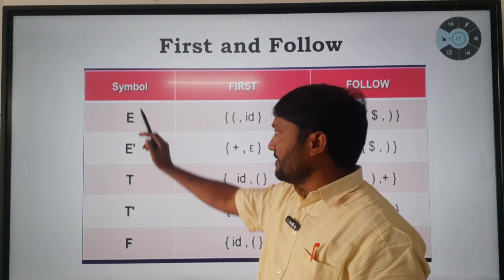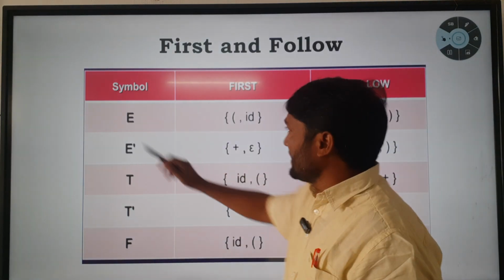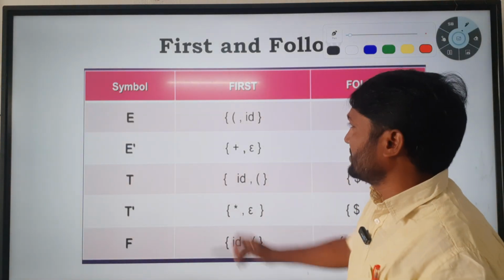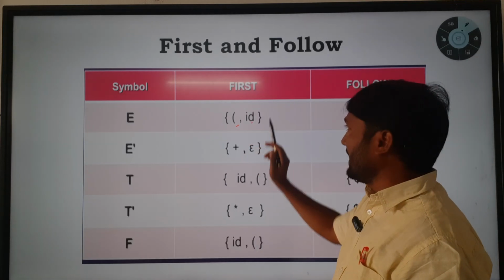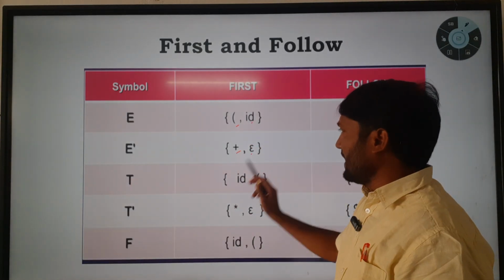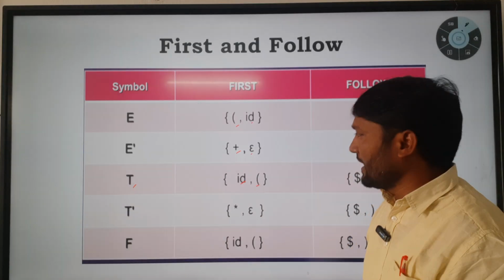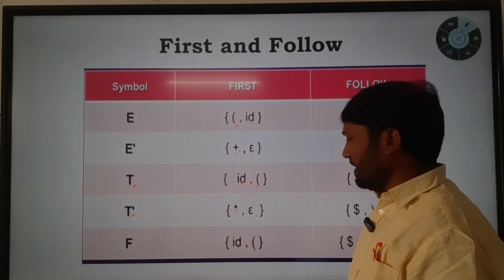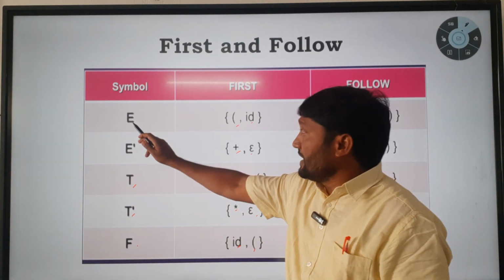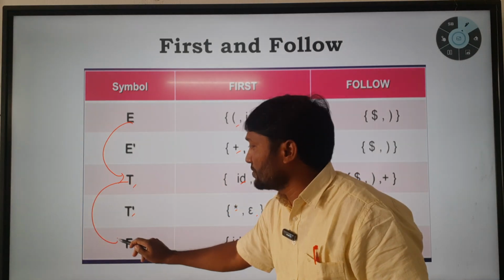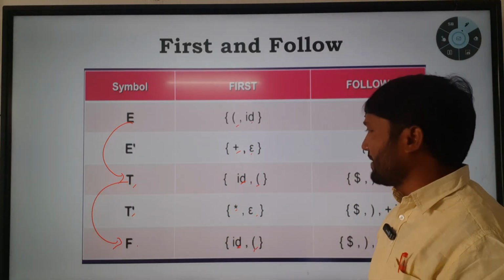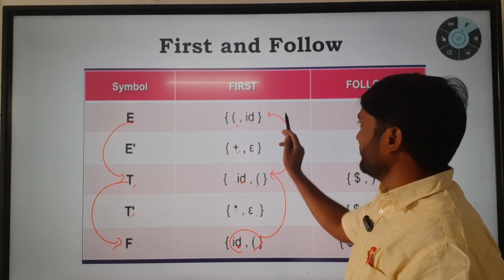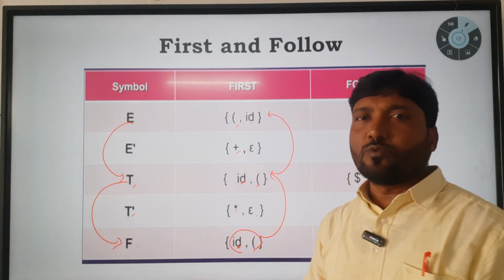There are totally 5 non-terminal symbols: E, E dash, T, T dash and F. So, what is the first function for E? For E dash it is plus and epsilon, for T it is ID comma open bracket, for T dash it is star comma epsilon, and for F it is ID comma open bracket. I already know that first of E equals first of T, and first of T equals first of F. First of F means ID comma open bracket. These symbols can be considered as first of T, since first of T equals first of F, as per the second rule of the first function.